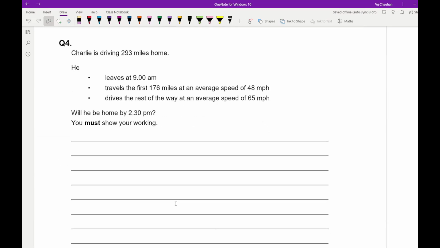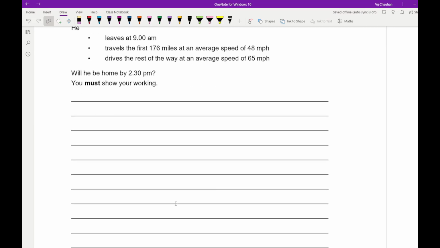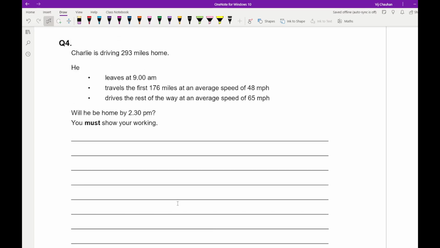Moving on to question 4, it says that Charlie is driving 293 miles home. He leaves at 9 a.m. He travels the first 176 miles at an average speed of 48 miles per hour and drives the rest of the way at an average speed of 65 miles per hour. And the question is asking us, will he be home for 2:30 p.m?